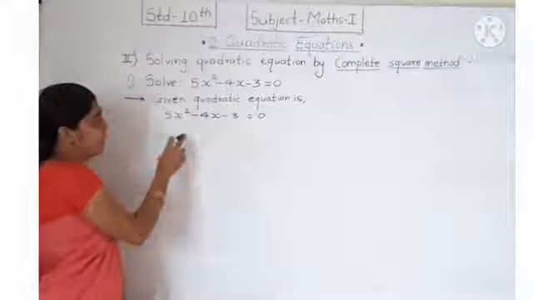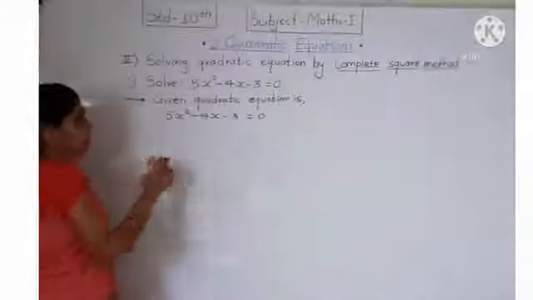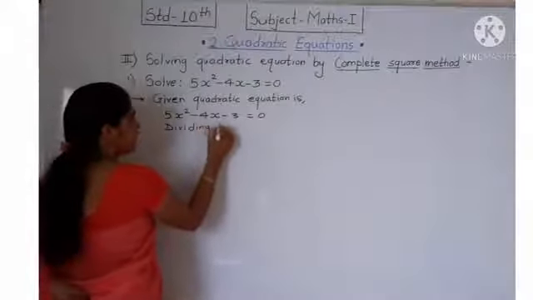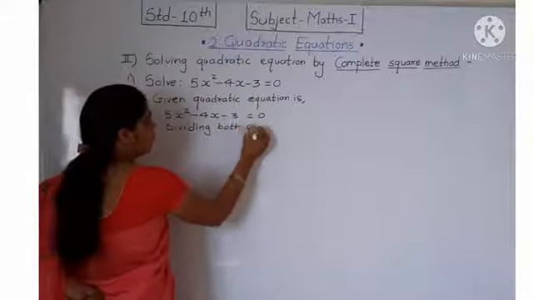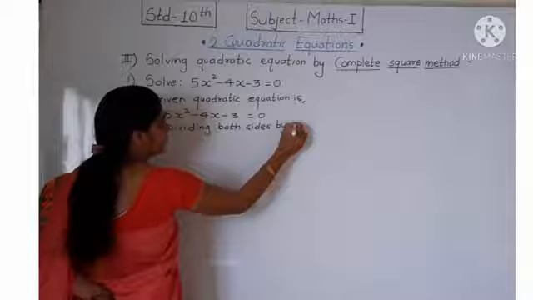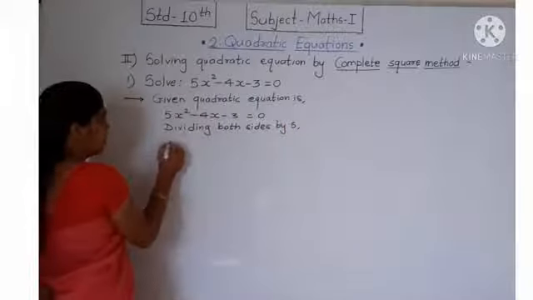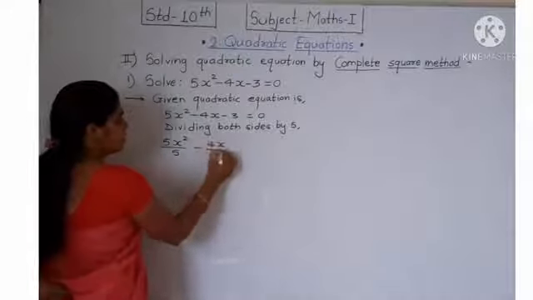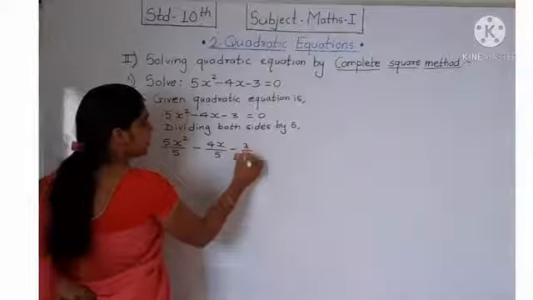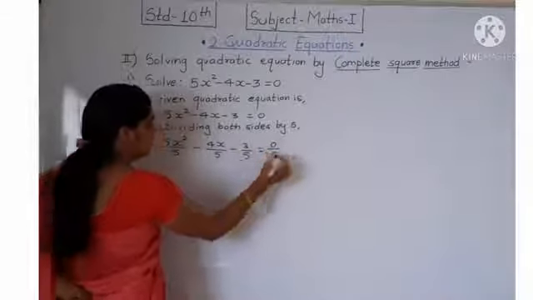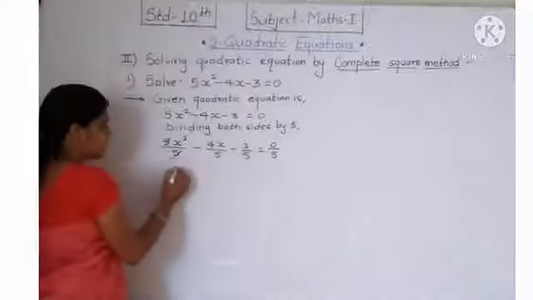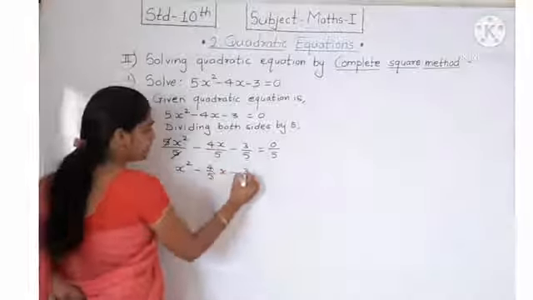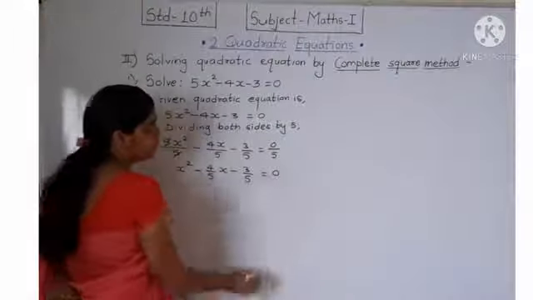I told you that the coefficient of x square must be 1. So here, dividing both sides by 5, we get 5x square divided by 5 minus 4x divided by 5 minus 3 upon 5 is equal to 0 upon 5. Here 5 gets cancelled. x square minus 4 upon 5x minus 3 upon 5 is equal to 0.